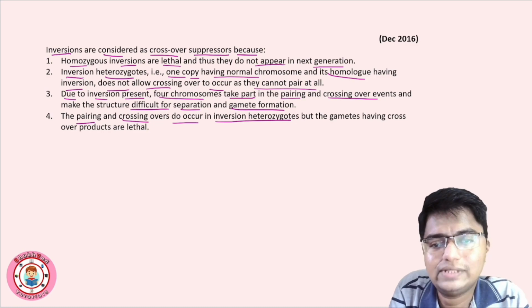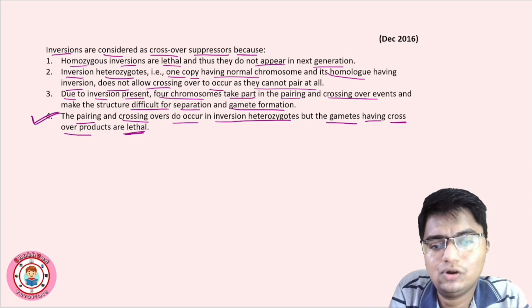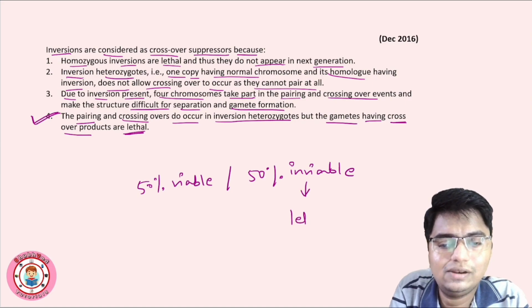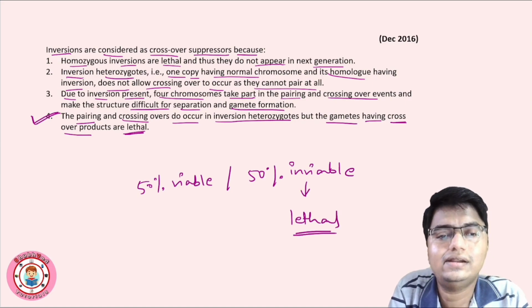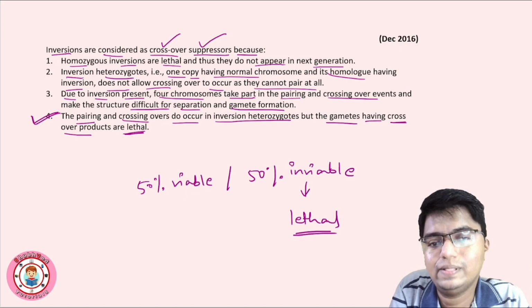Yes, pairing and crossing over happen, but gametes having crossover products are lethal. Yes, this is very true. The crossover products that are formed are lethal. We know that after a crossover, 50% gametes are viable and 50% are inviable. Inviable means lethal only. So option 4 is correct. Thus it is known as a crossover suppressor. You have to remember this.